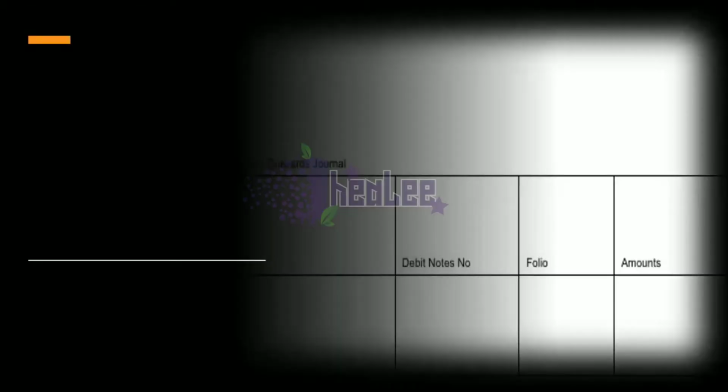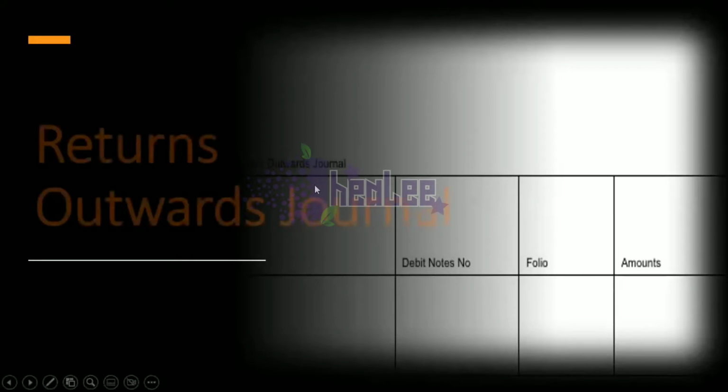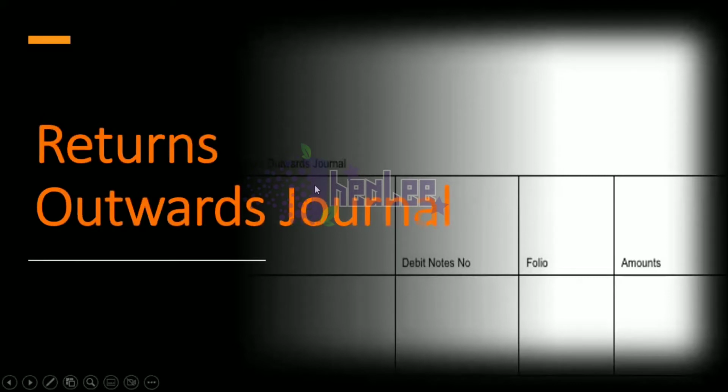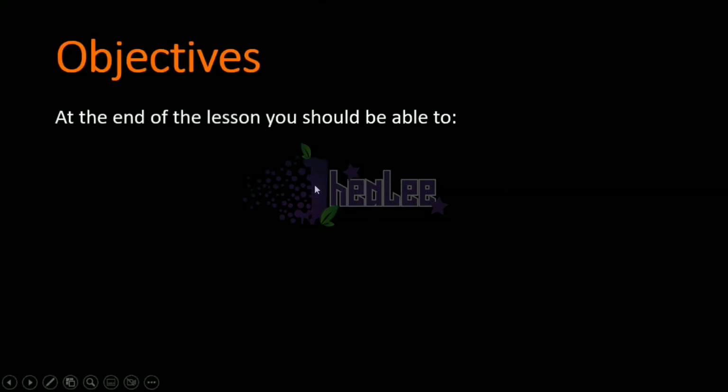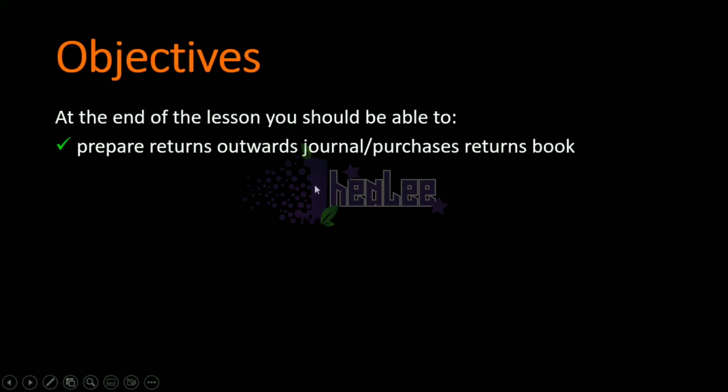For this session, people, we're going to look at another book of original entry, and that is the Returns Outwards Journal. At the end of this lesson, you should be able to prepare Returns Outwards Journal, and that is also known as Purchases Returns book.